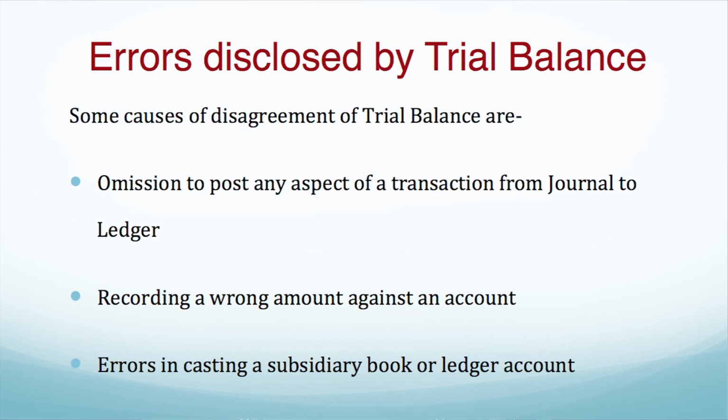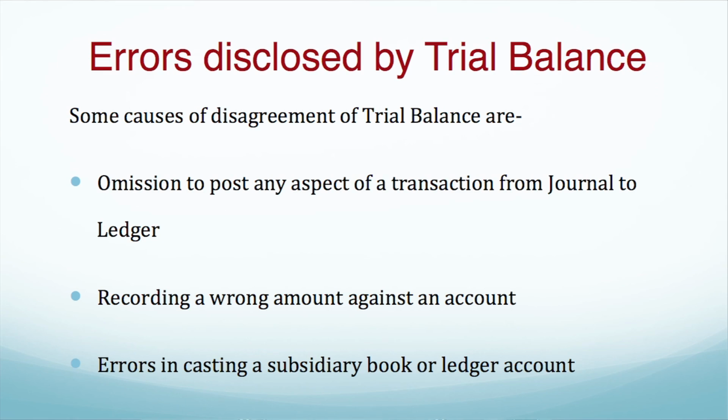Then, recording a wrong amount against an account. Suppose in the example that we have given, furniture account debit, cash account credit. In the furniture account we have recorded 10,000 and in the cash account we have recorded rupees 8,000. So this will again make the trial balance disagree.